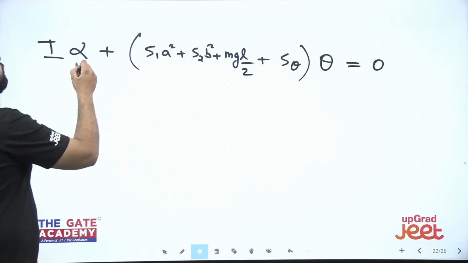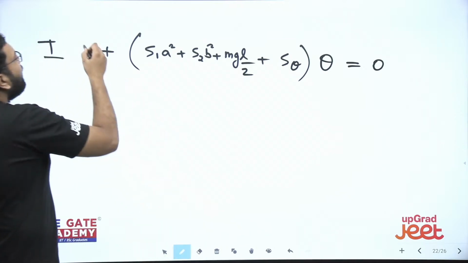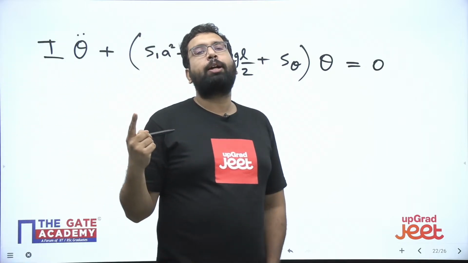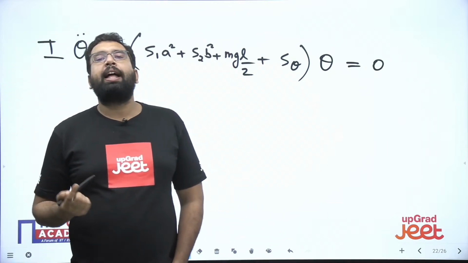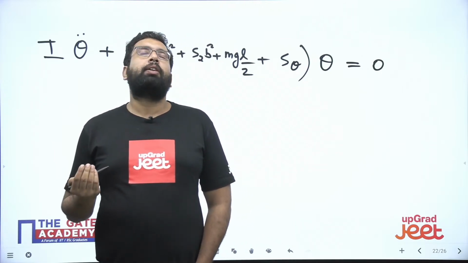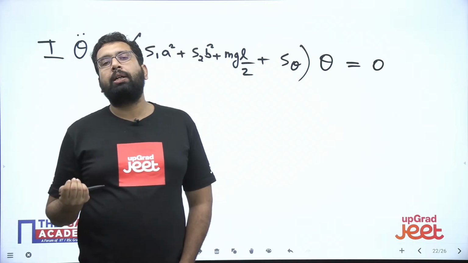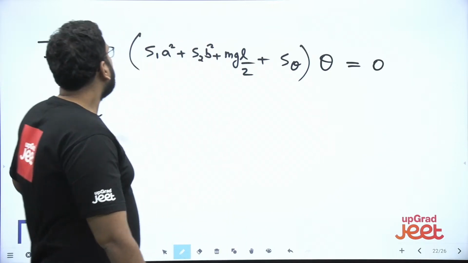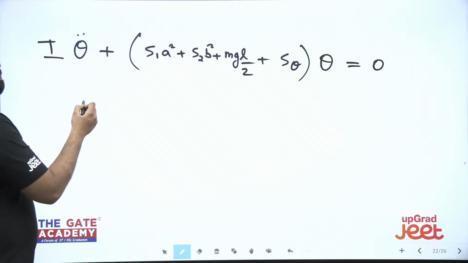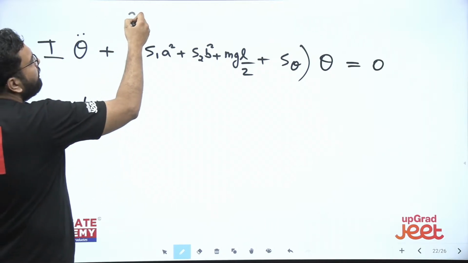When we differentiate theta one time with respect to time, we get omega, the angular velocity. When we differentiate this angular velocity with respect to time, we get the angular acceleration. So theta double dot means theta differentiated twice with respect to time. So this is going to be I theta double dot. Now we have to compare it with our basic equation. So what was the basic equation?